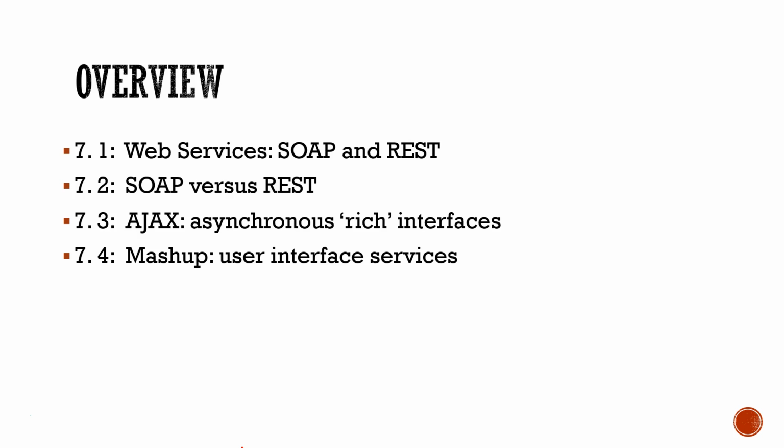Today we're going to talk about two very important web services that are very widely used, SOAP, which is the Simple Object Access Protocol, and REST, Representational State Transfer. We'll compare the two. We'll look at AJAX, which is for developing user interfaces using JavaScript. We'll also talk about mashups. Mashups are simply the ability to combine multiple applications into a single user interface. Multiple applications, single user interface.